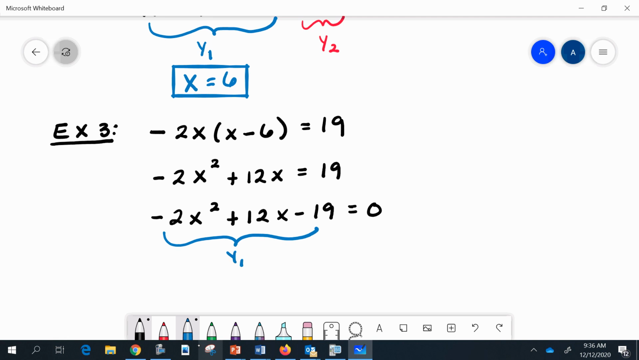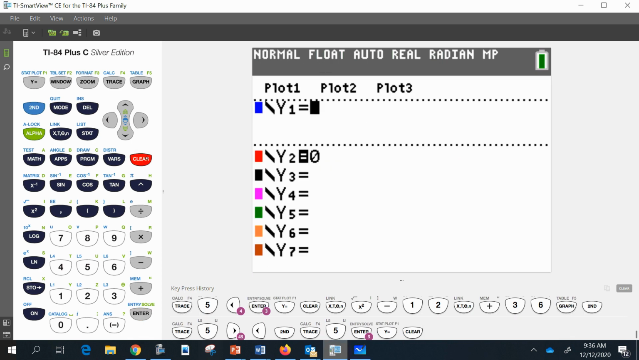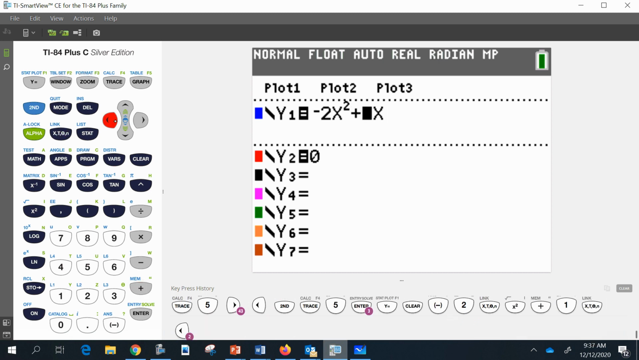This is going to be y1. This is going to be y2. And let's take a look at what we have going on. So y1, clear out, is negative 2x squared plus 12x minus 19.